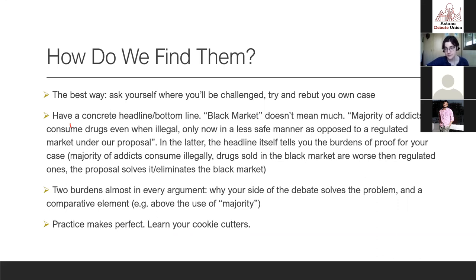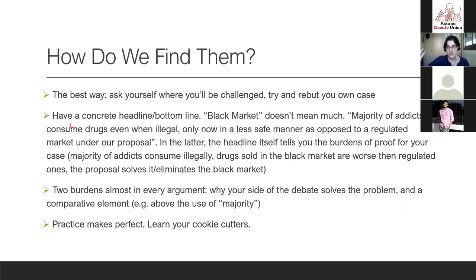The examples, the nuances, and the reasons that fill in the burdens change. The burden structure itself is usually the same for all of these arguments, meaning that if you practice a lot and actively ask yourself in debates, what are the burdens of proof for this argument, and you learn them for many repetitive arguments, you're likely to also learn many of your cookie cutters for future debates, so as to save you time and remember by heart what burdens of proof you need for any given argument.